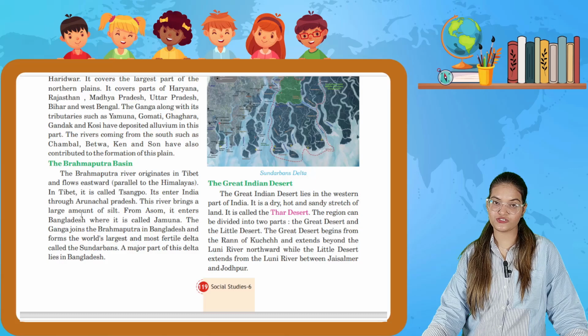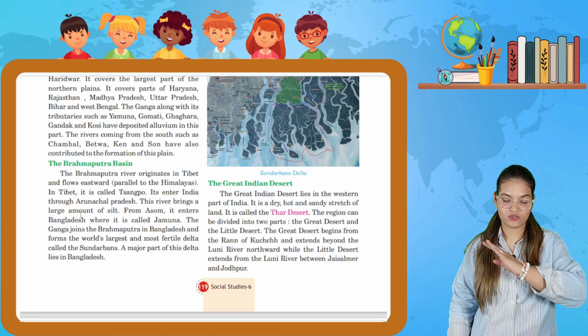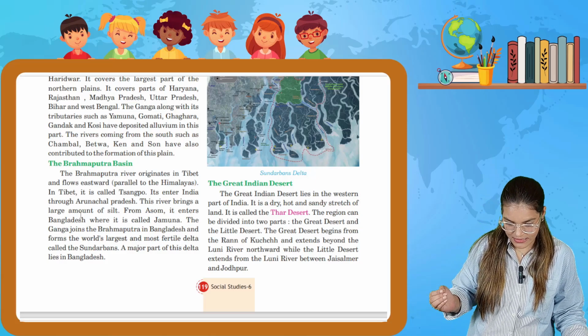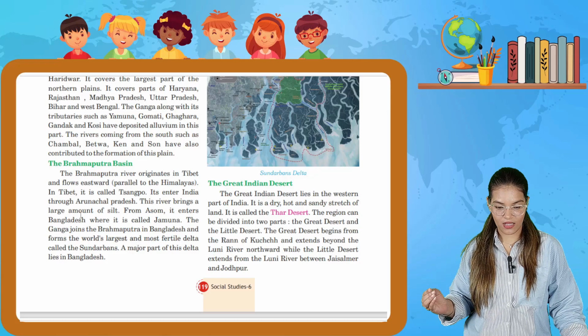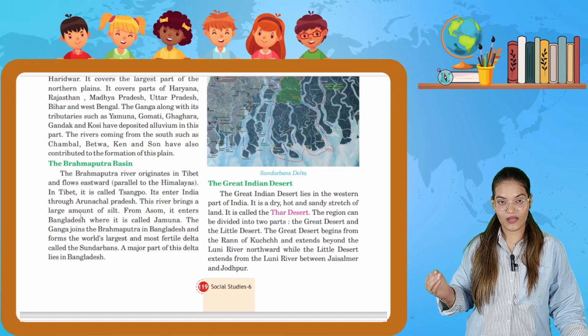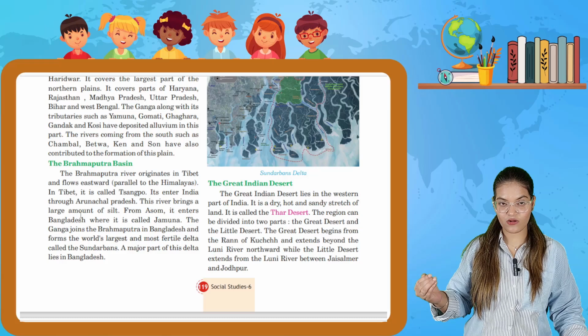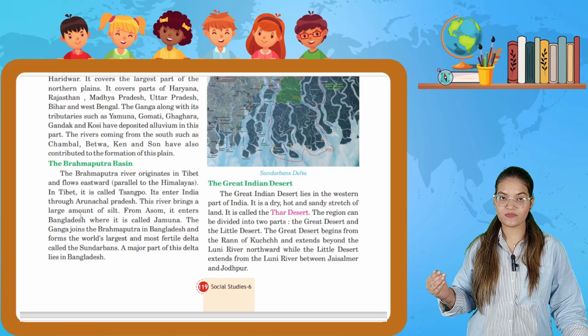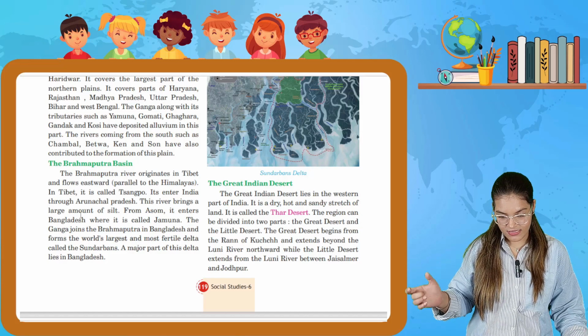The Brahmaputra river originates in Tibet and flows eastwards parallel to the Himalayas. In Tibet, it is called Tsangpo. It enters India through Arunachal Pradesh. India में कैसे enter होता है? Through the Arunachal Pradesh. These rivers bring a large amount of silt.